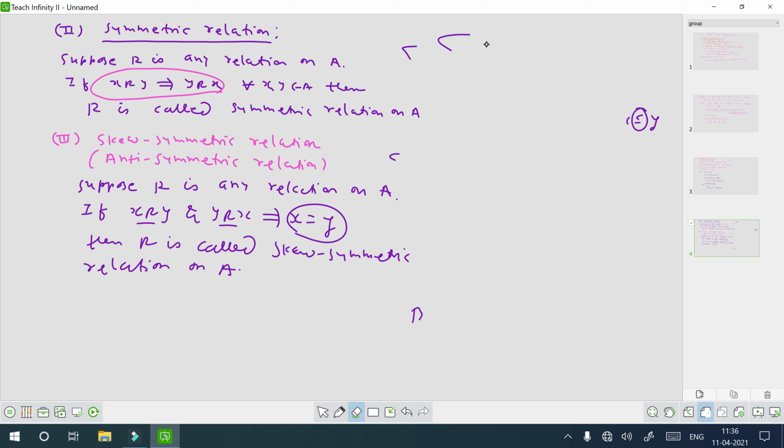Now our aim is to see one more relation. See here, the fourth one, transitive relation.